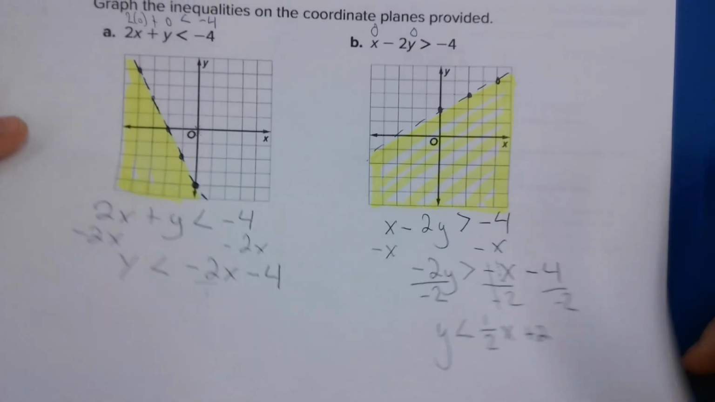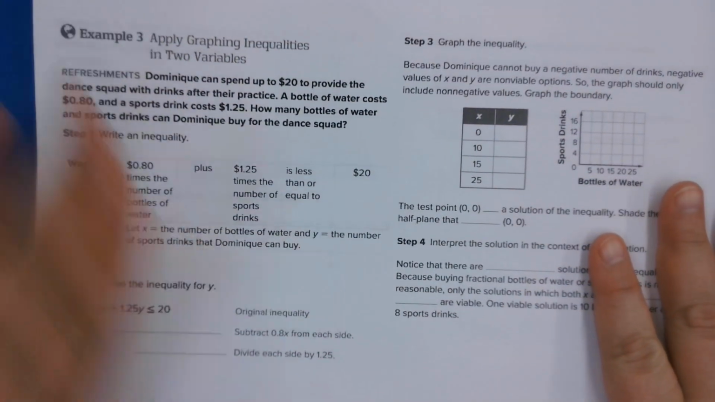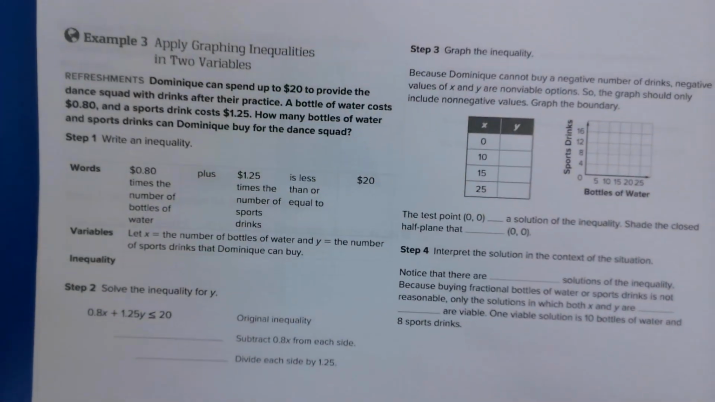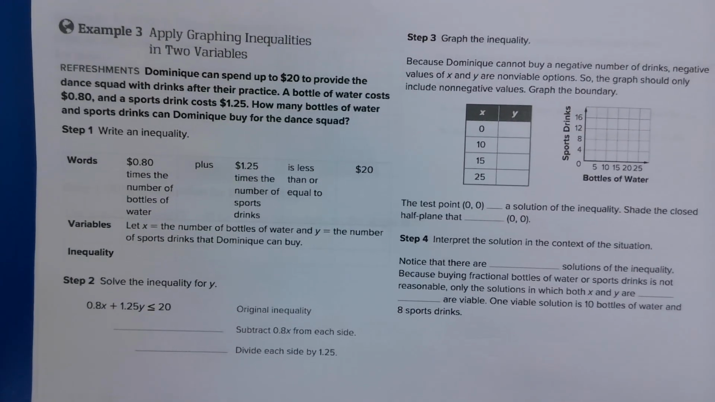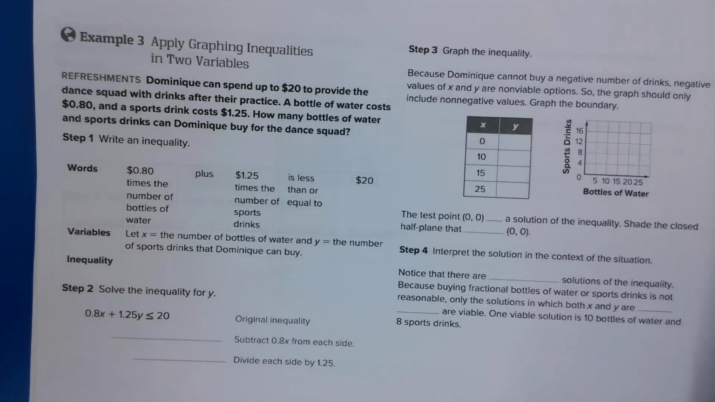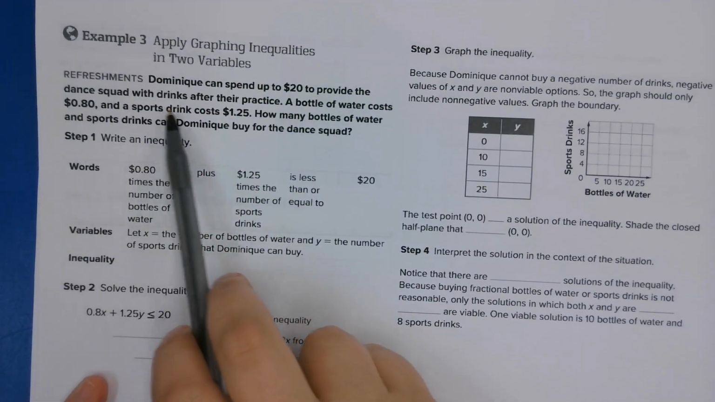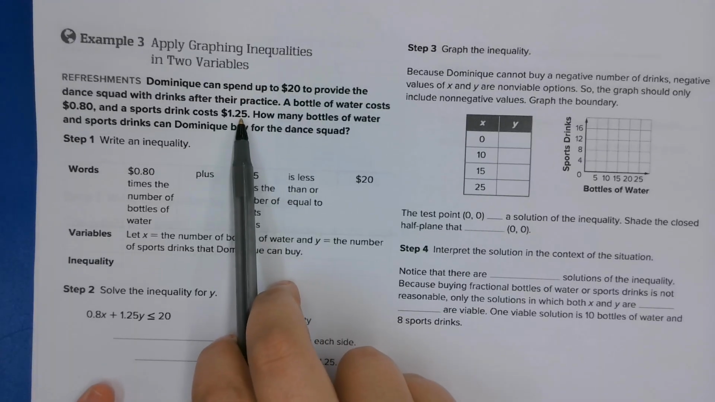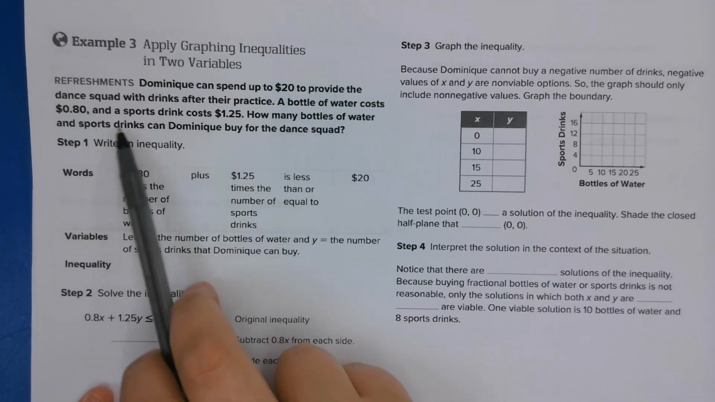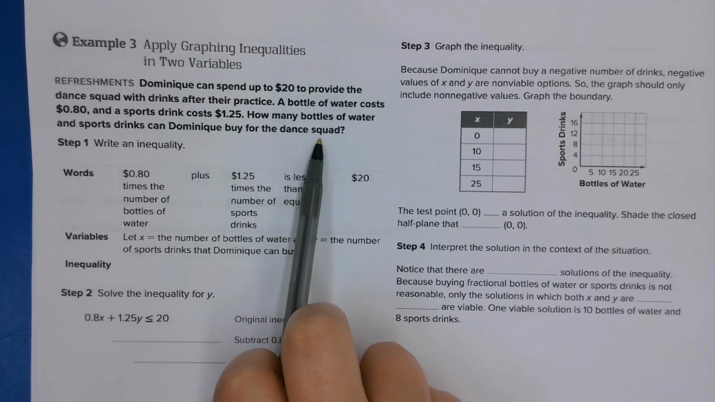Moving on to example 3. Here's our word problem for the day. Dominic can spend up to $20 to provide the dance squad with drinks after their practice. A bottle of water costs 80 cents and a sports drink costs $1.25. How many bottles of water and sports drinks can Dominic buy for the dance squad?